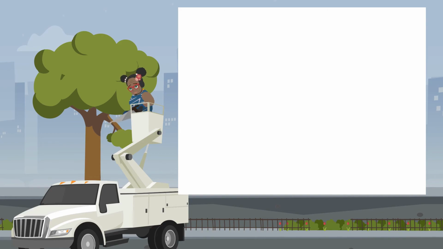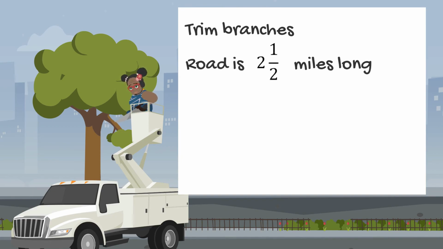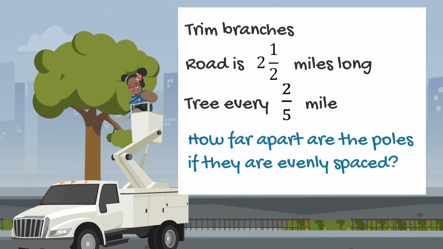Friday, she needs to trim overhanging branches from some trees planted by the city along a 2.5 mile stretch of road. If the trees are planted every 2/5 of a mile, how many trees were planted along this road?